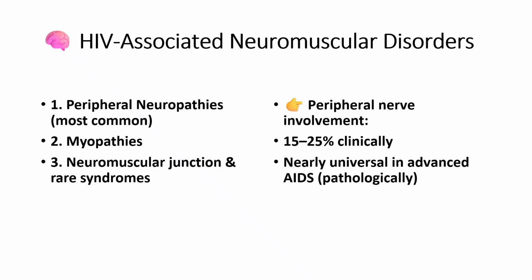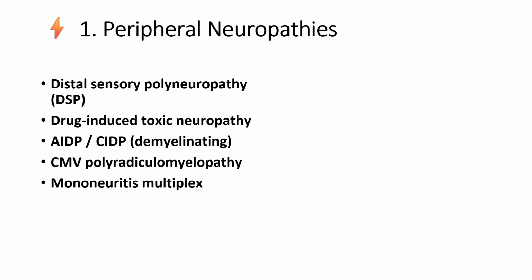HIV associated neuromuscular disorders. First is peripheral neuropathies, most commonly. Second, myopathies. Third, neuromuscular junction and rare syndromes. Coming to peripheral nerve involvement, seen in 15 to 25% cases clinically, nearly universally present in advanced AIDS stage. The classification: it can present in the form of distal sensory polyneuropathy, drug-induced toxic neuropathy, AIDP, CIDP, CMV polyradiculomyelopathy, mononeuritis multiplex.